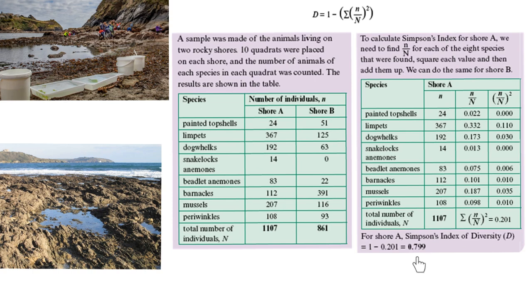But let's compare it now to shore B. So maybe pause the video for a minute and have a look at the table. Do you think shore B is going to be more diverse or less diverse? Remember, the Simpson's index allows you to compare species richness and species evenness. So look at the numbers. What do you think shore B will come out as? More diverse or less diverse?